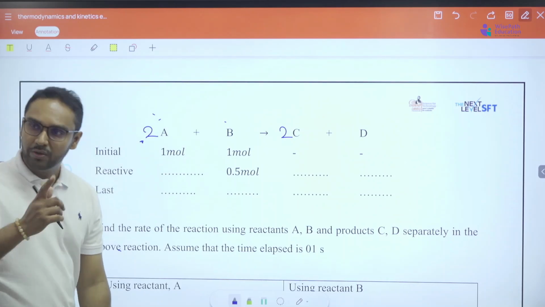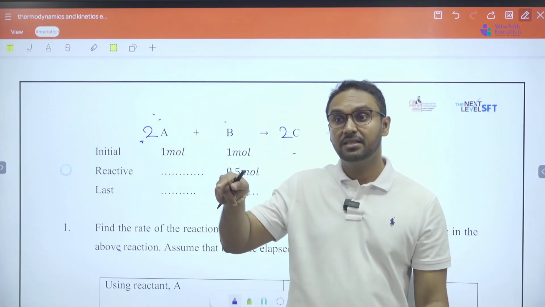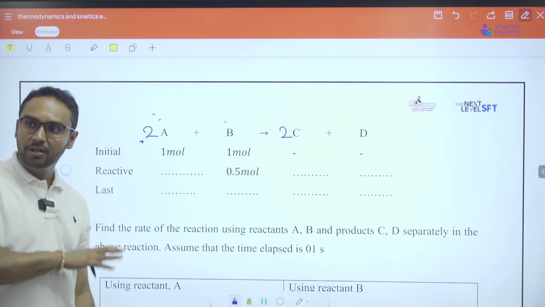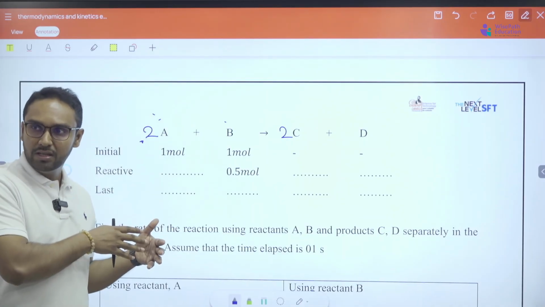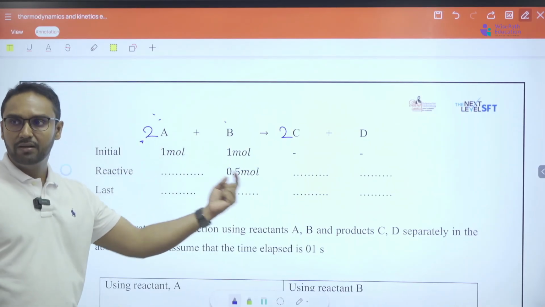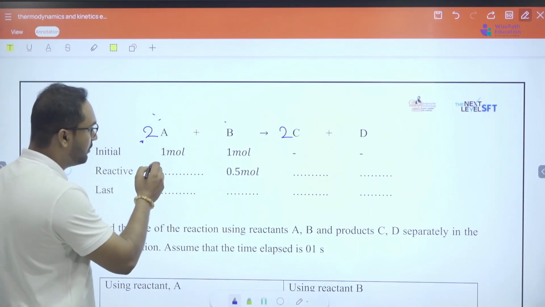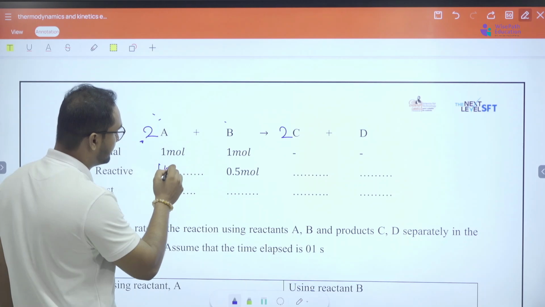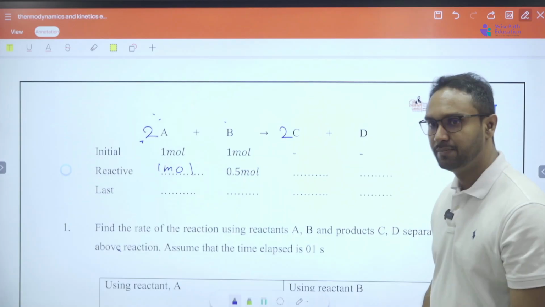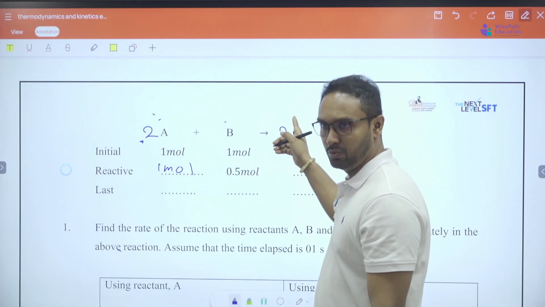Do you get it? Because when the stoichiometry changes, the amounts that react are also changing and that affects the rate of reaction as well. We'll come to that point. For now, do you understand when the stoichiometry changes, the amounts that react are also changing depending on the stoichiometry. So if it is 1 to 2 with 0.5, it has to react 1 mole of A, right? So 1 mole of A is reacting, right? And how much of C is supposed to be produced? 1. Why? Because the stoichiometry is 2 to 2, right?